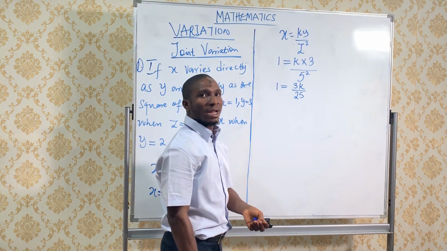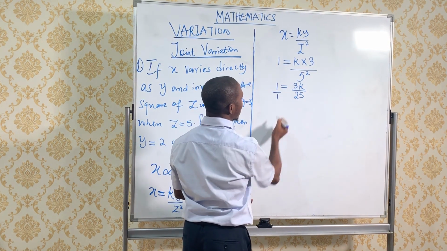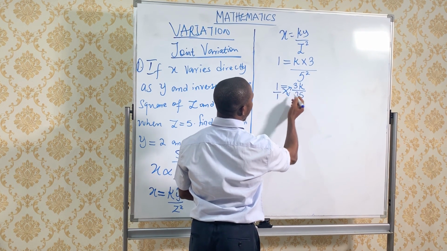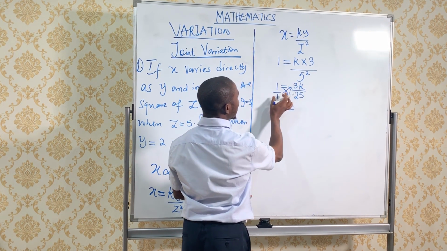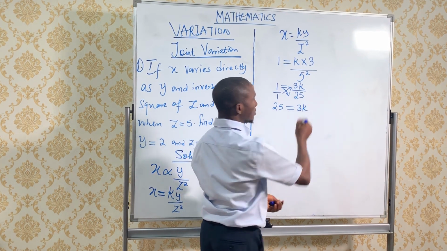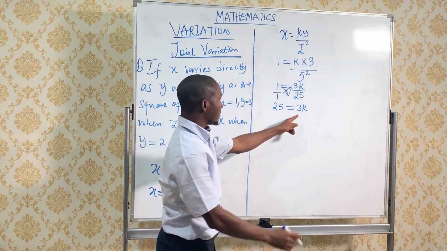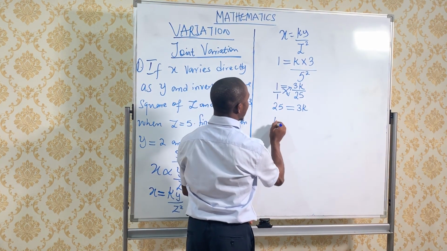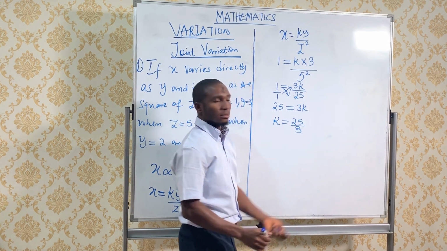So we can cross multiply and find the value of k. This is like saying 1 over 1. Cross multiply: 1 times 25, 25, is equal to 3k times 1, which is 3k. To find k, we divide both sides by the coefficient of k, which is 3. Therefore, our k becomes 25 over 3.